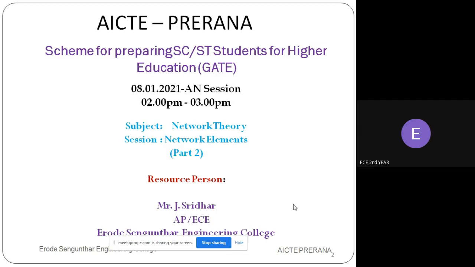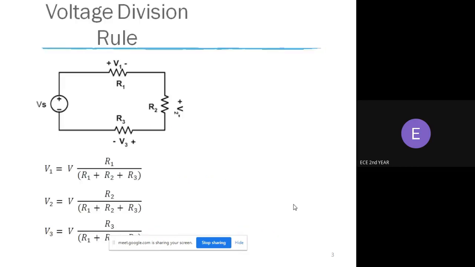For today's session, I'm going to handle the network theory subject. Under this, we are going to see the topic of network elements part 2. Already we have taken part 1, so here we are going to see part 2. Myself, J. Sridhar, Assistant Professor of ECE from Erode Sengundar Engineering College.